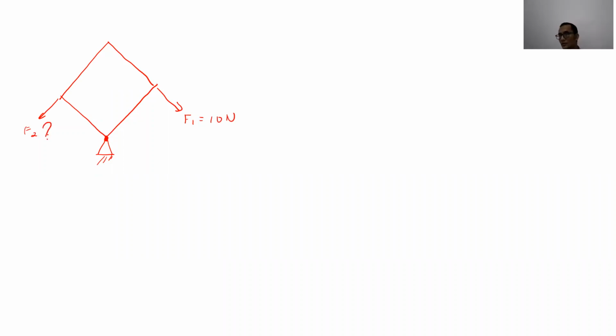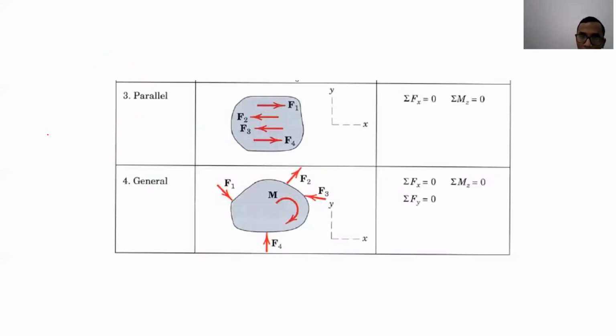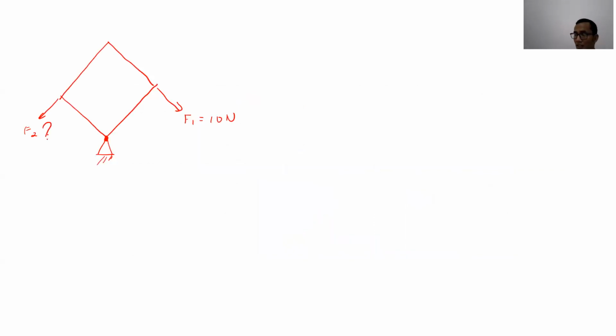Okay, in order to solve for F2, for example, in this case, the first thing that we're supposed to do is to draw a free body diagram. Okay, how can we draw the free body diagram? Remember, the first important rule about free body diagram is you are not supposed to draw the hinge anymore. You are not supposed to draw the support anymore. Okay, you have to replace the hinge and the support with the external forces, which is representing the hinge.